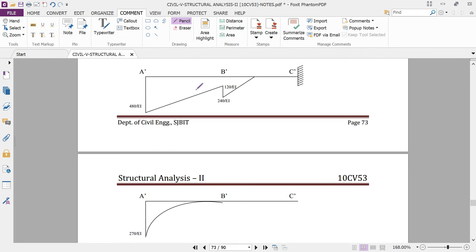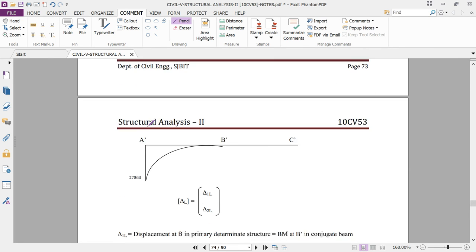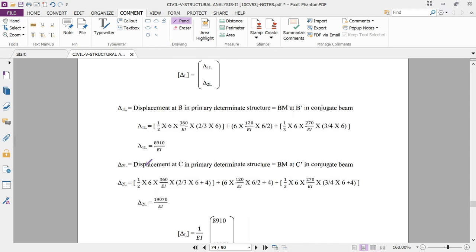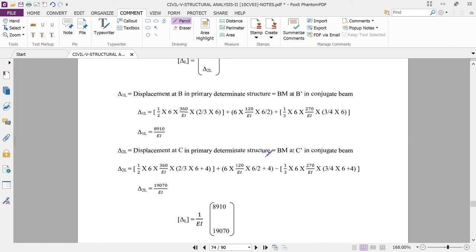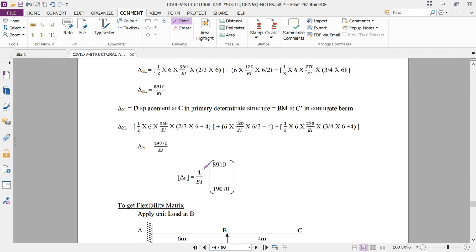Based on this diagram we have to calculate the values. Now delta 2L is the displacement at C in the primary determinate structure, which is taken as the bending moment at C in the conjugate beam. By this formula we can easily calculate the delta 2L value. Here we have considered the area of the particular section into its centroidal distance. Now delta L is equal to 1 by EI, 8910, the first value we have to consider, then delta 2L, that is equal to 19070, the second value.